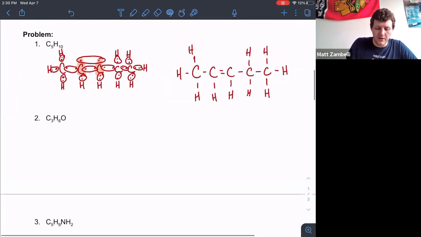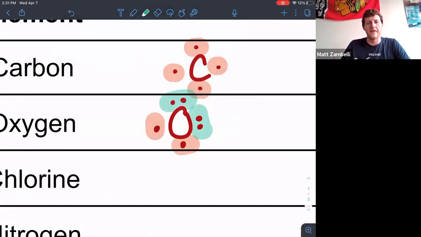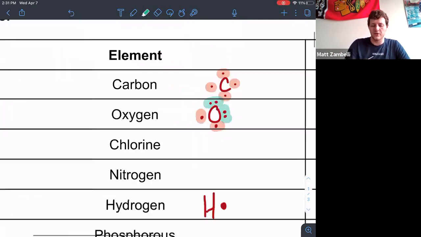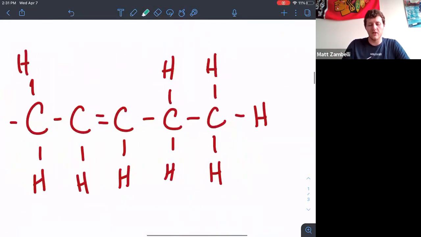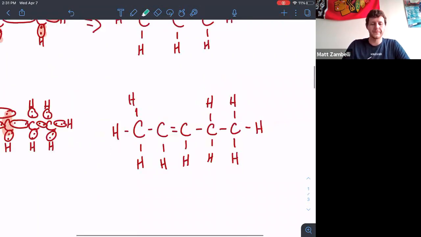The other thing I do want to remind you is things such as oxygen. These ones right up here that are alone, we need to make sure those continue to stay on oxygen after we draw out those bonds. So make sure those lone pairs of electrons are staying on those elements even after you draw them down here. So if you have lone pairs, they need to be on this drawing as well.